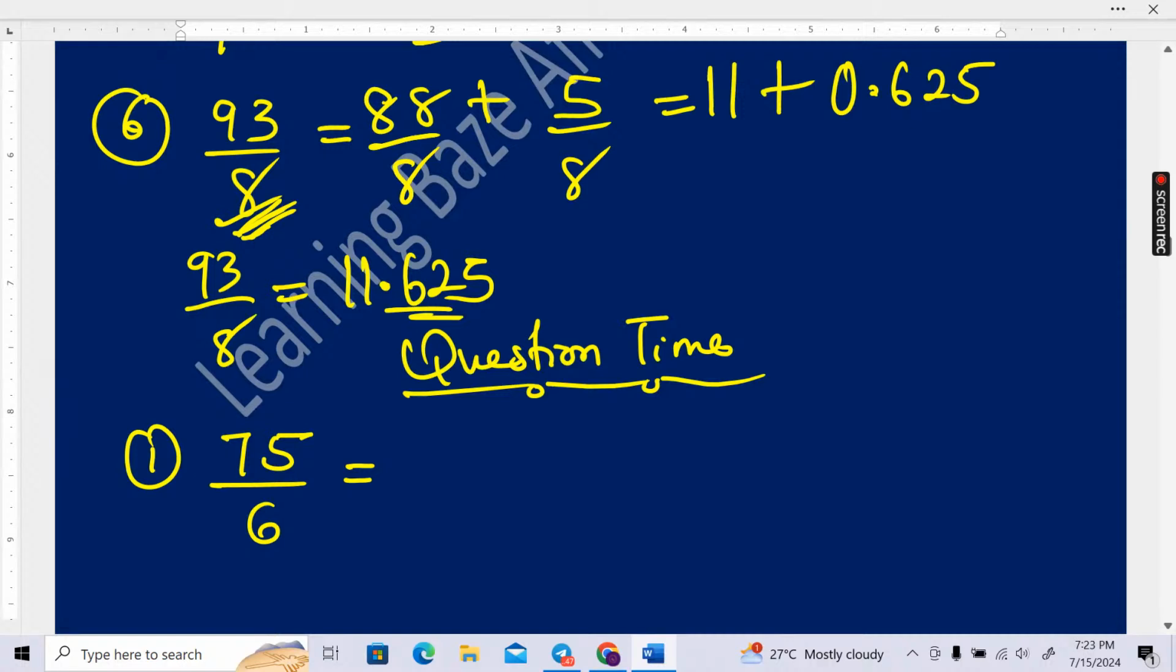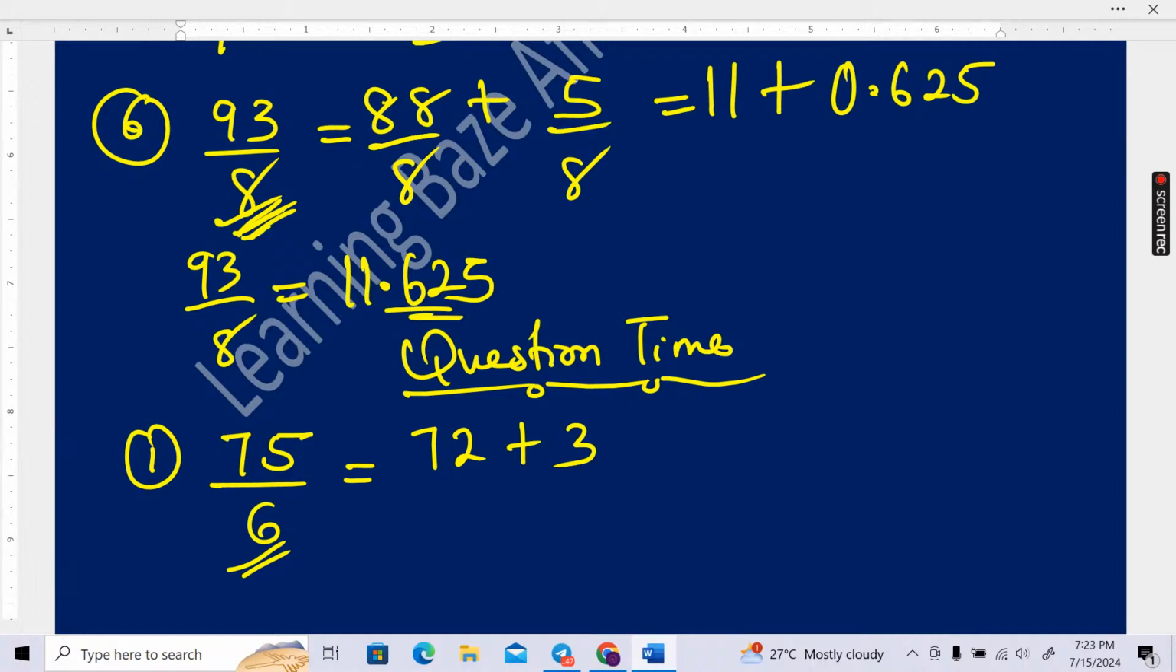Okay, so let's do it together so that you will see, before I announce those who got the answer right. Now, 75 divided by 6. Let's break down 75 into multiples of 6, which is the denominator. So 75 will be broken down into 72 plus 3.